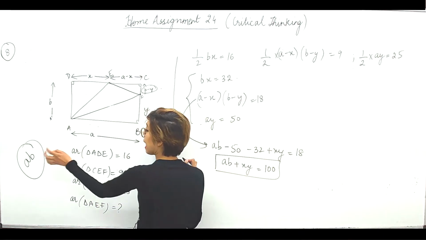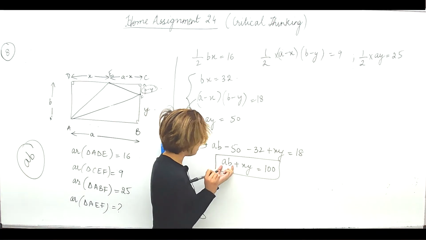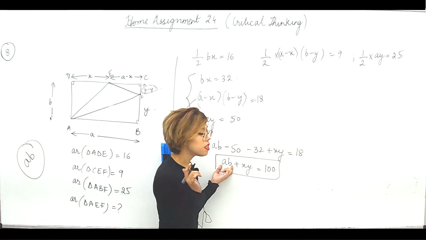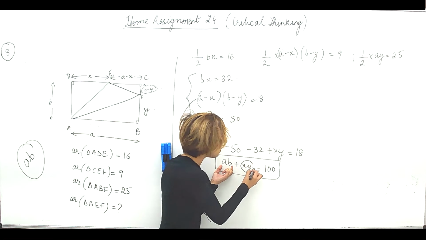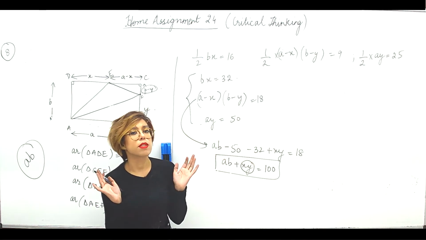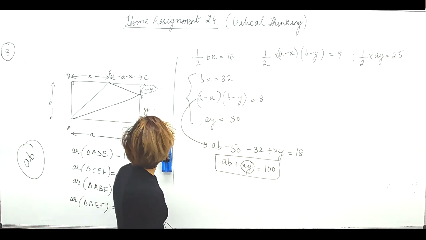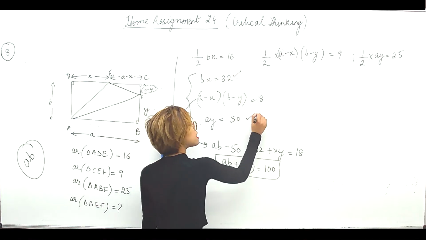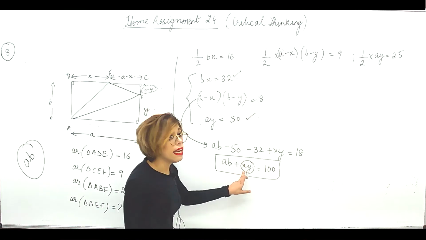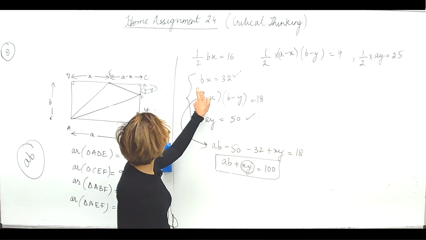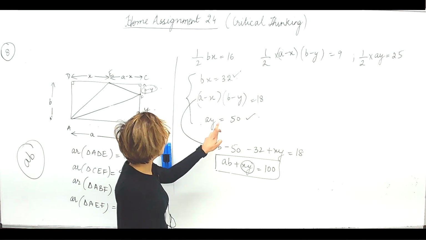मुझे निकालना क्या है? AB. Okay, AB निकालना है. So obviously, I am not going to touch this. Somehow, if I get to know XY in terms of AB, my problem is solved. We haven't used these two equations. I want XY in terms of AB. So BX है, यहाँ पे AY है.